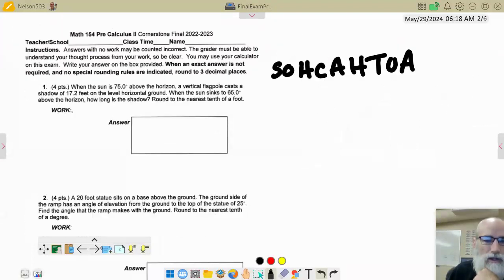Now, how does the problem change over here? Well, it says the sun's at a 75-degree angle above the horizon. Okay, so let's draw a little right angle here. And you notice how I'm not worried about, does this look like 75 degrees?